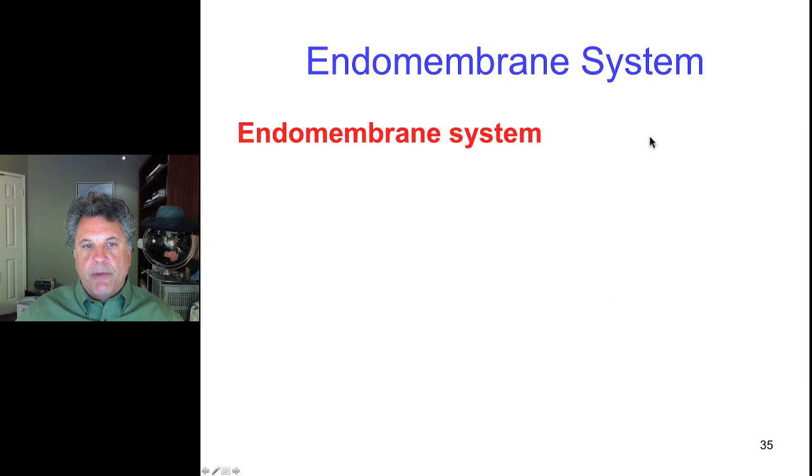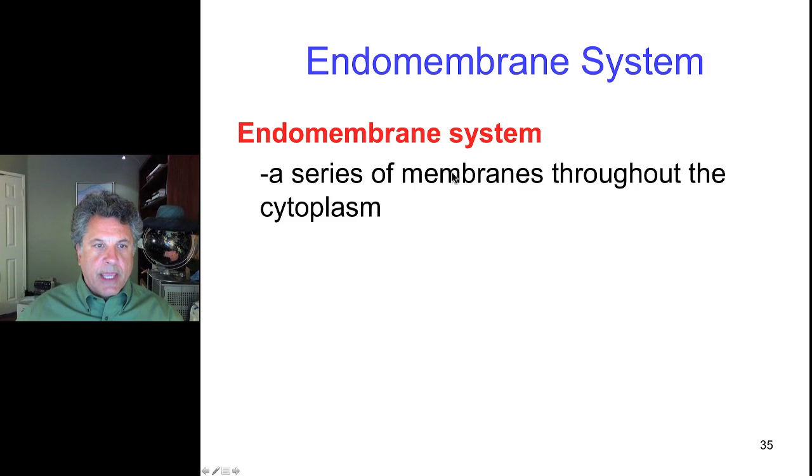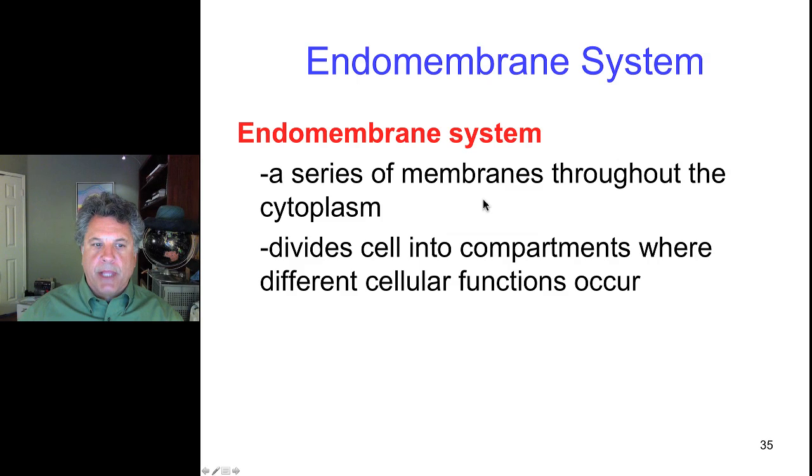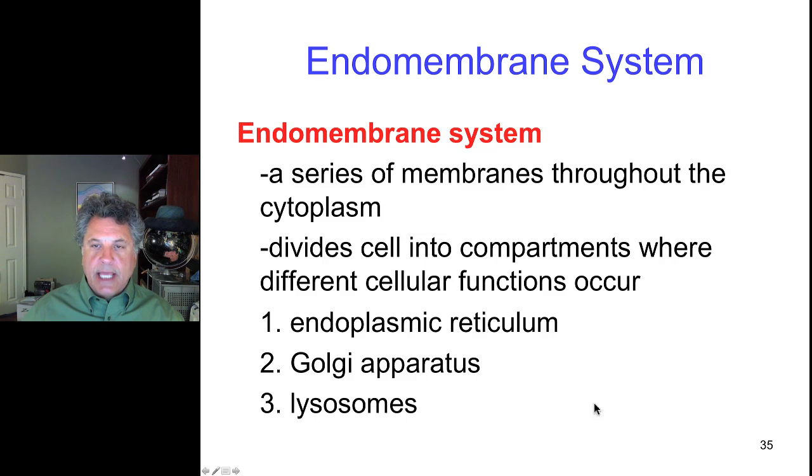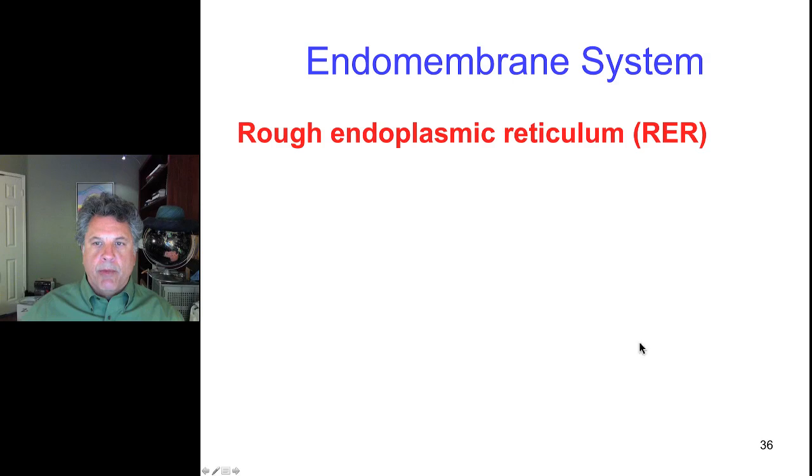So let's move on now from the ribosome to the endomembrane system. The endomembrane system is a series of membranes or canals throughout the cytoplasm. And these really compartmentalize the cell into locations where different cellular functions are achieved. The first component of the endomembrane system is the endoplasmic reticulum. We're going to also consider the Golgi apparatus, and finally lysosomes as part of the endomembrane system.